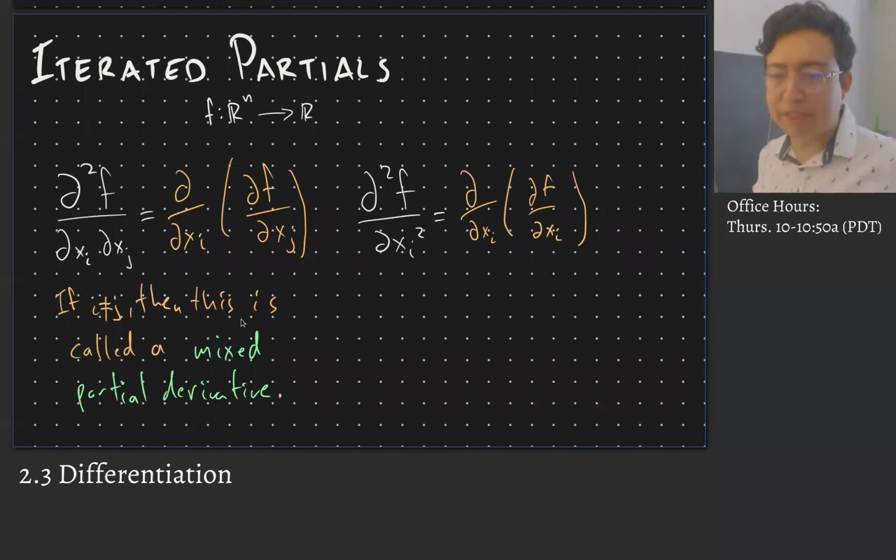Okay. So basically, if you have different variables that you're taking the derivative with respect to, if you take the derivative with respect to two different variables, so for example, in n equals 2, if you do dx, and then dy, that would be called a mixed partial derivative.